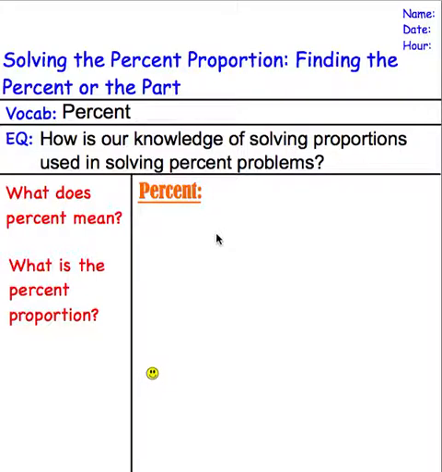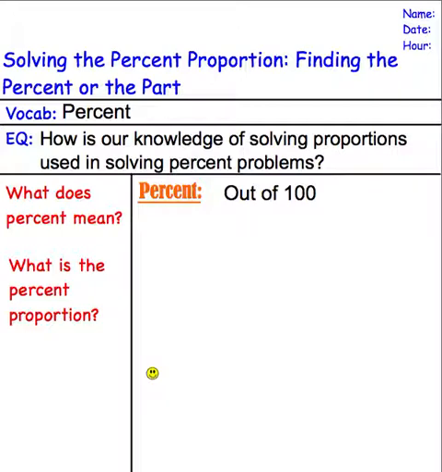A percent is going to be, what it means is out of 100. Which is why if you get 65% of the questions right, that means that you got 65 out of 100 questions. Now obviously if there's less than 100 questions, it's an equivalent.